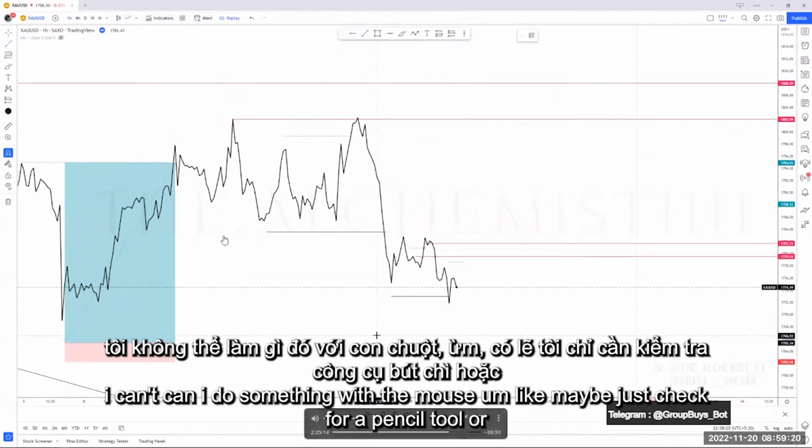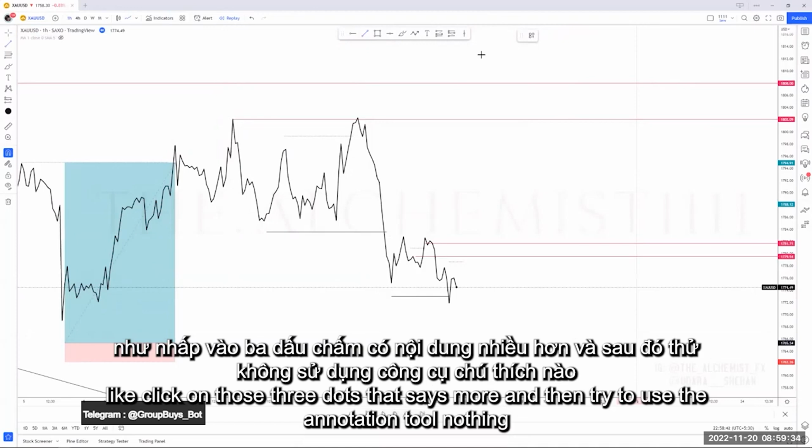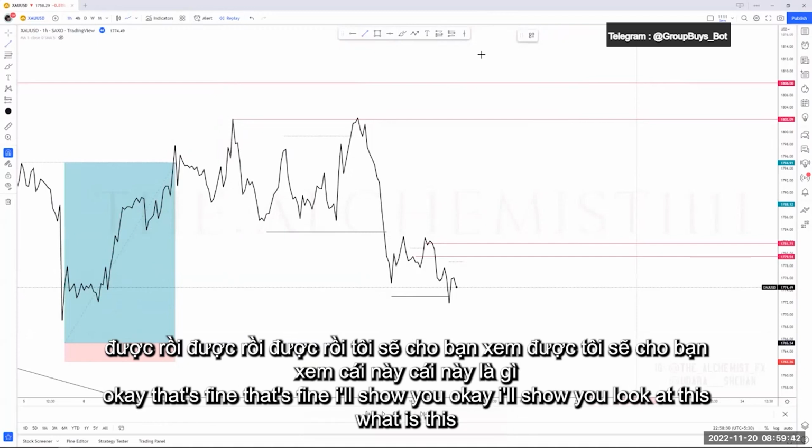I can't. Can I do something with the mouse? Like maybe just check for a pencil tool or something on top. After clicking the move, you will see an annotation tool. No? Like click on those 3 dots that says move and then try to use the annotation tool. Nothing? Okay, that's fine.